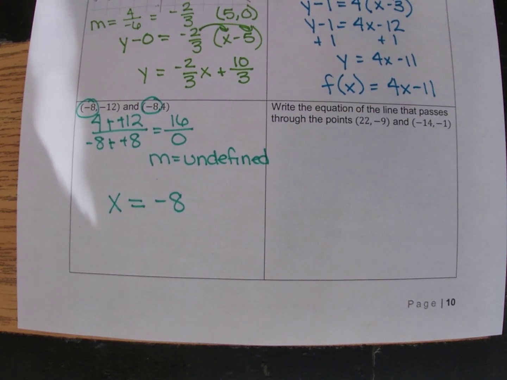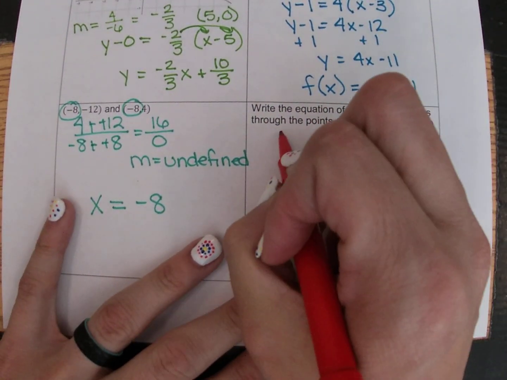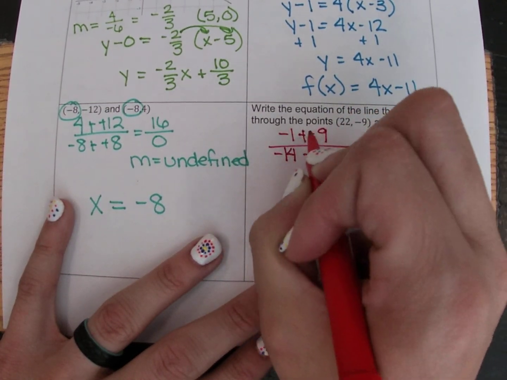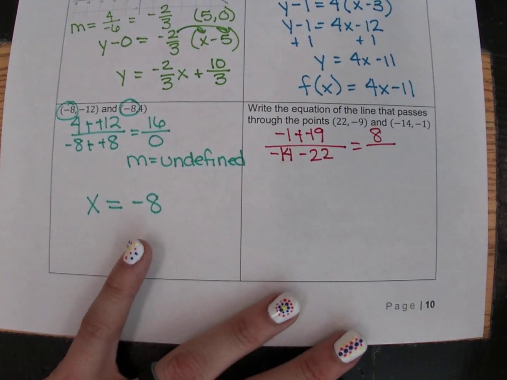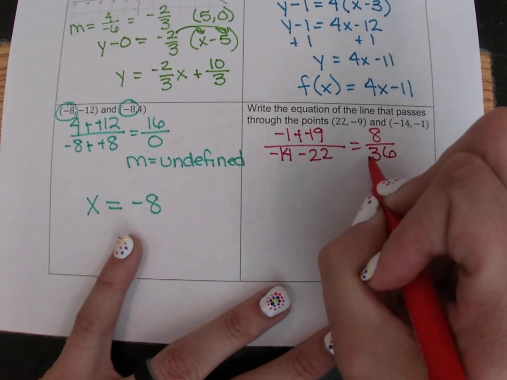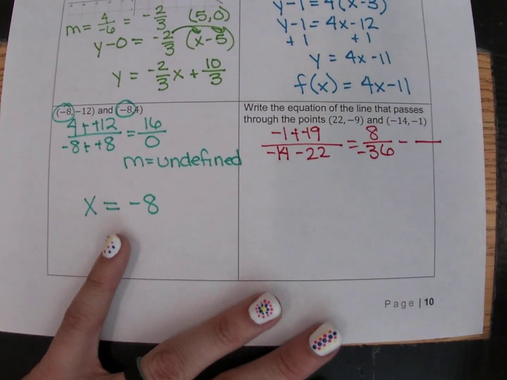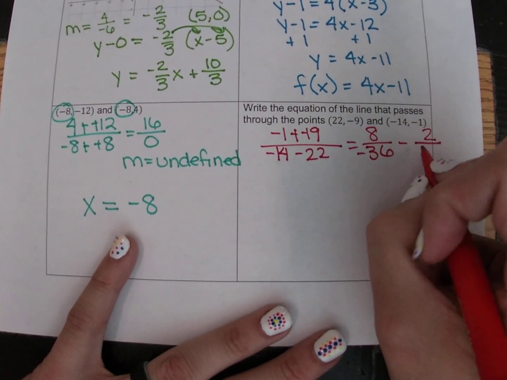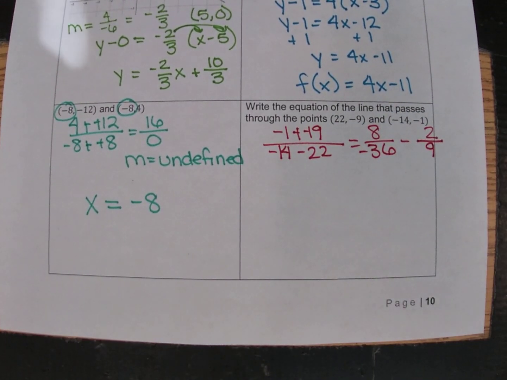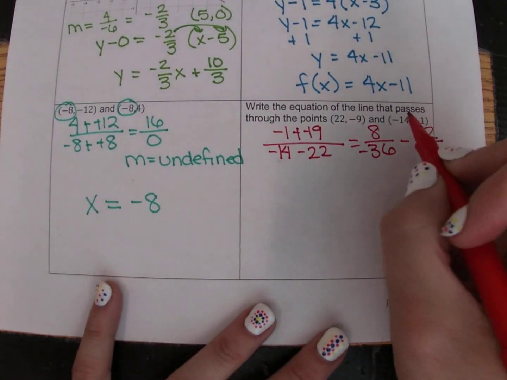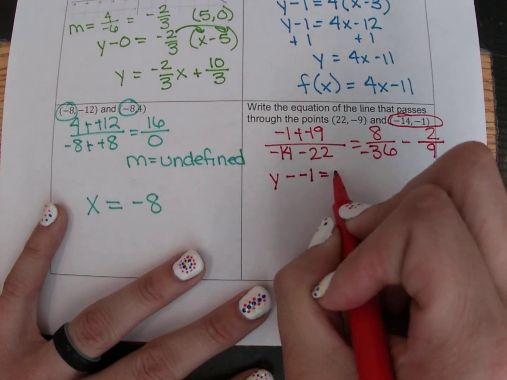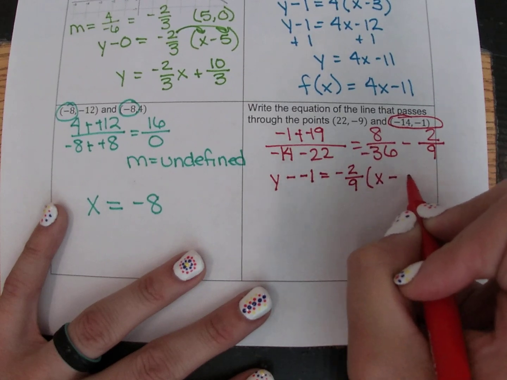And then our last problem, okay, we're writing the equation of a line that's between those 2 points. So we need to find our slope first. So -1 minus -9 over -14 minus 22. So let's see, we will get 8 over -36. And we can simplify that. So 4 will go into 8 twice. 4 will go into 36 9 times. And so we get a slope of -2 over 9. I think the point I'm going to pick is (-14, -1). So I'll say y minus -1 equals -2/9 times x minus -14.